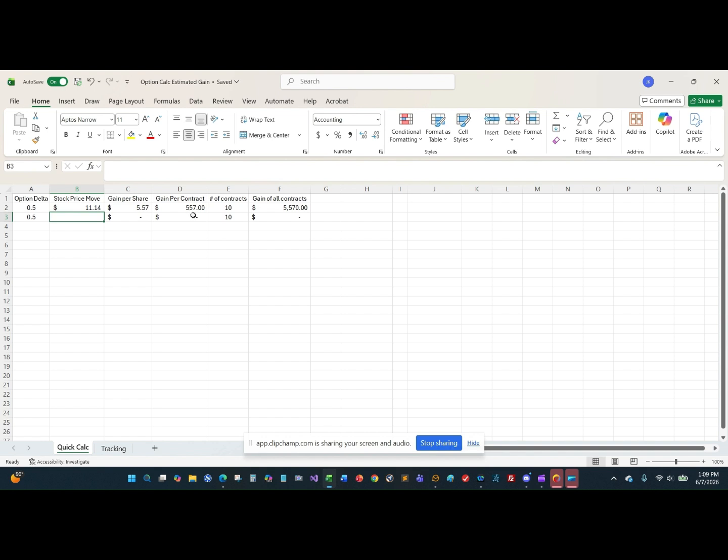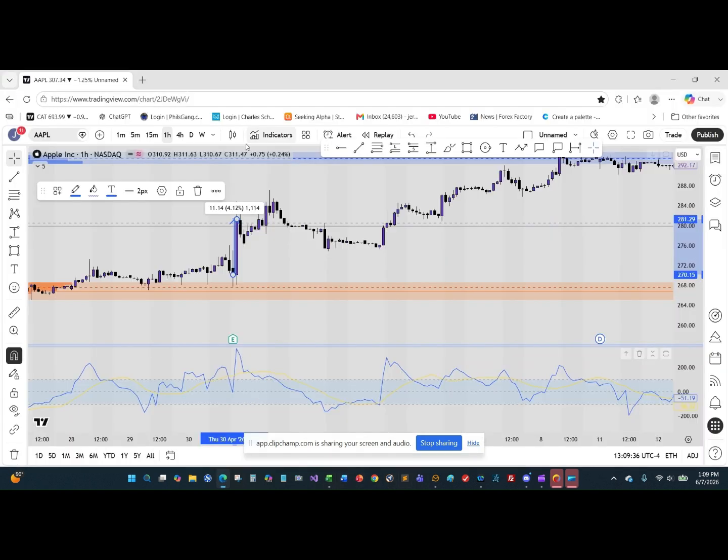Yeah, one contract would have been $557.10. You would have made $5,500. And again, going back to this one, basically, well, two candles. I mean, that's some sweet action. And what are you using? You're using two indicators to help you decide when to get in and when to get out.